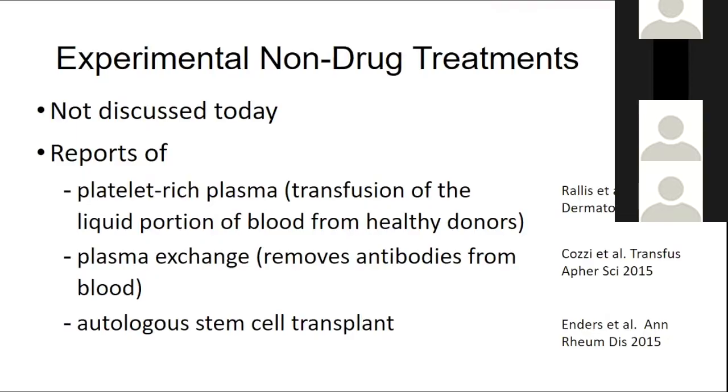I just wanted to mention that there have been reports of utilizing plasma from healthy donors, which is the liquid portion of blood, or exchanging plasma, like removing the liquid portion of blood using a machine and replacing it with other types of serum blood products, including IVIG. And then there are also reports of stem cell transplant in patients with myositis.